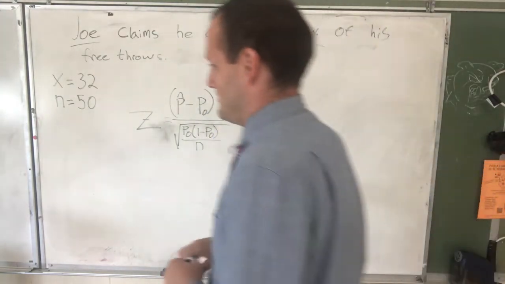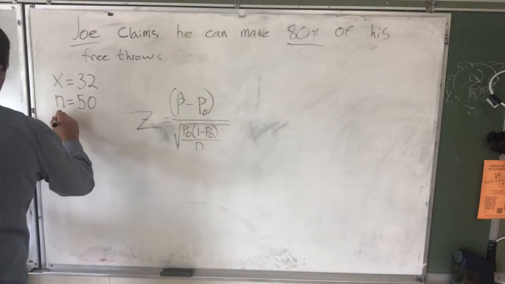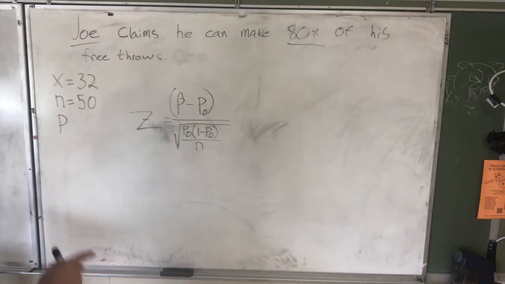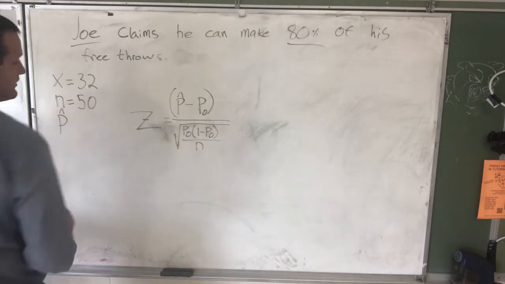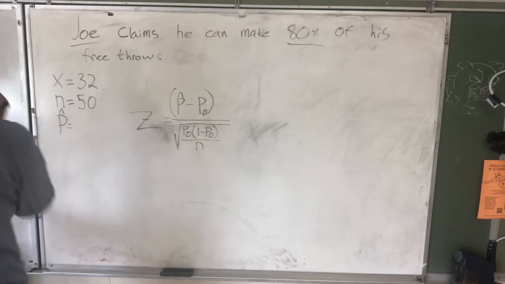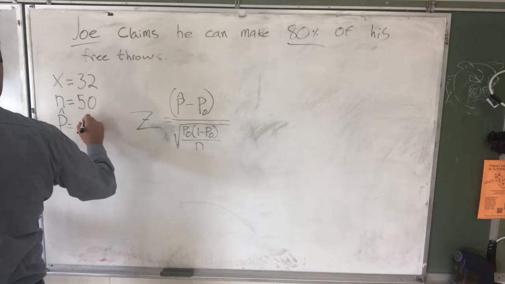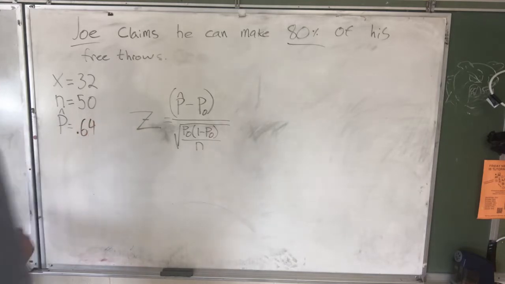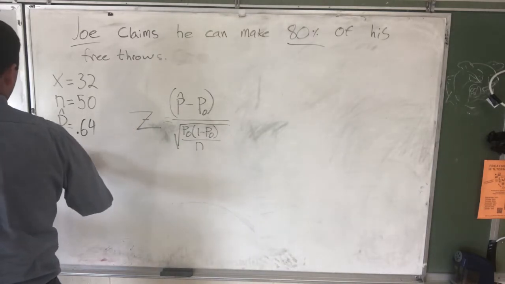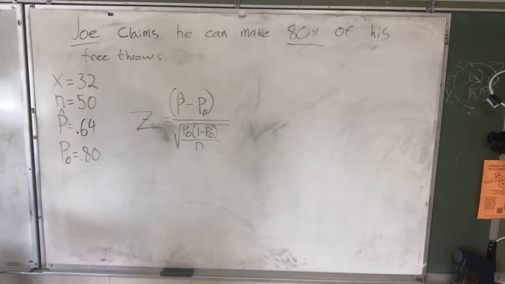Okay, well, if we do the numbers there, 32 divided by 50, his proportion, this is not p-value, this is the proportion of shots made. Sometimes we'll do p hat for this proportion of a sample proportion, is 0.64. Okay, that's 64%. Well, his claim was that he made 80%. 0.80.